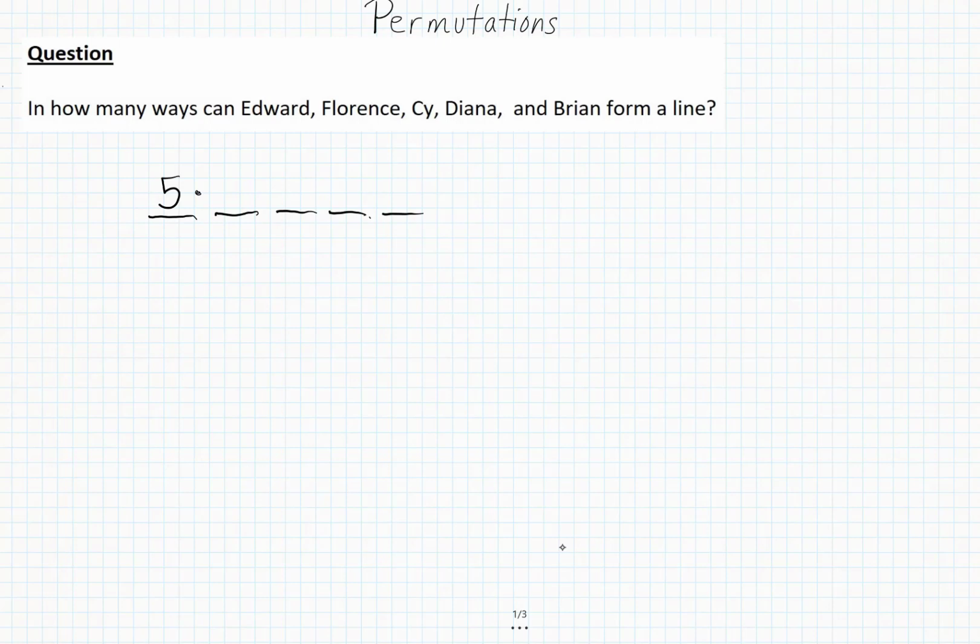And with that in mind, we'll have five possibilities in that first position. But let's say Edward happened to be in that first position. Notice Edward couldn't be in any of the remaining four positions. So that means you only have four possibilities for that second position, followed by three possibilities and two possibilities, then one possibility. And this leads us to an answer of 120 different ways they can form the line.